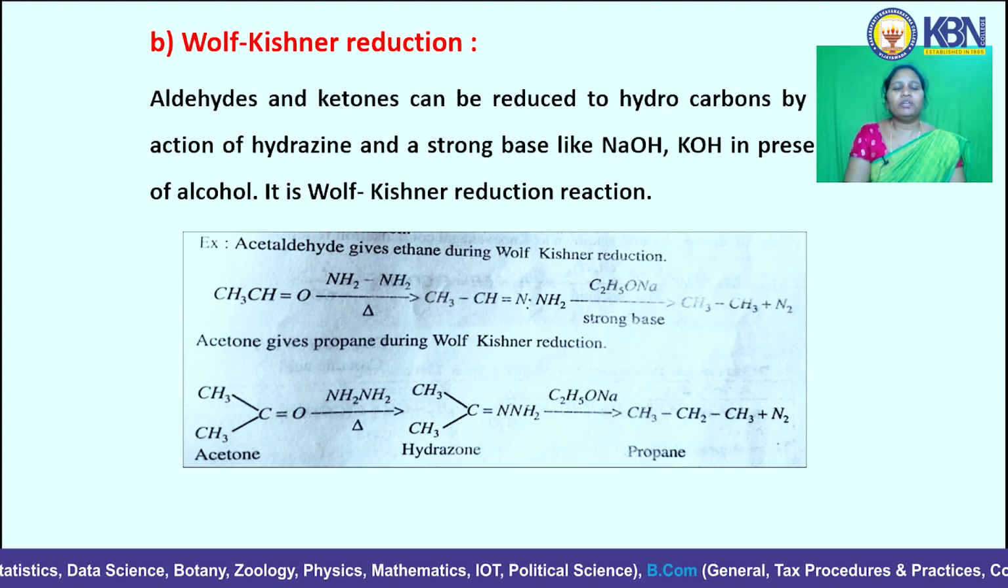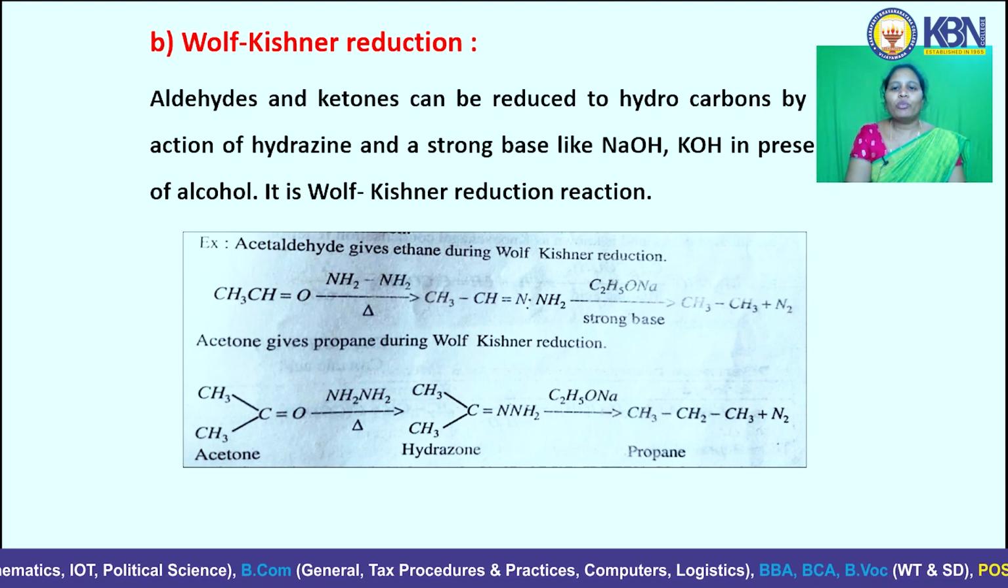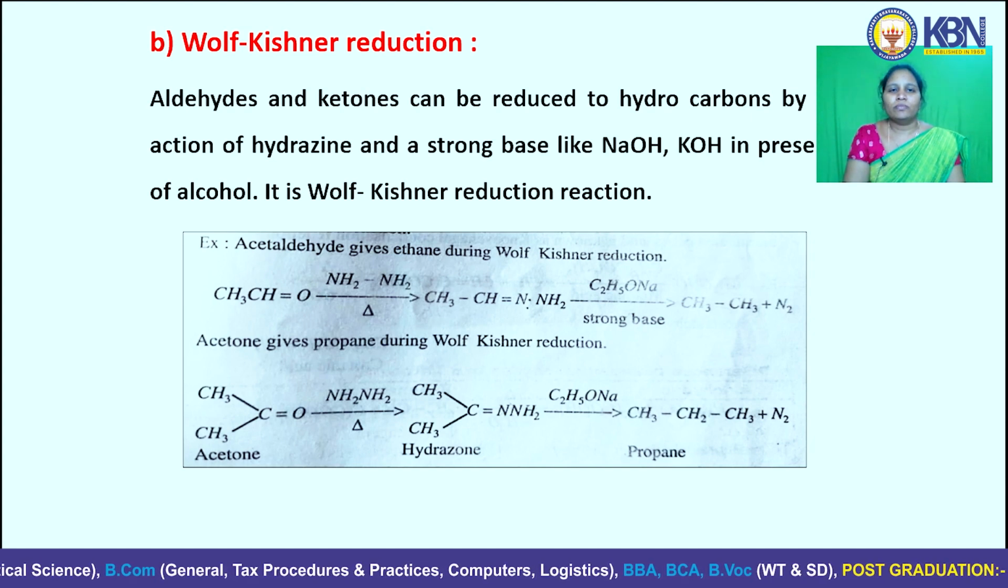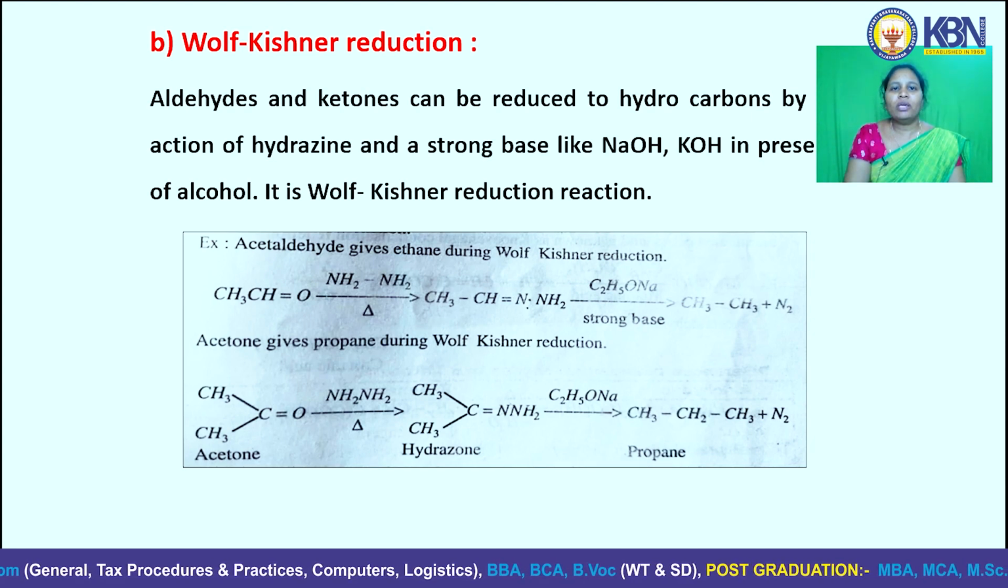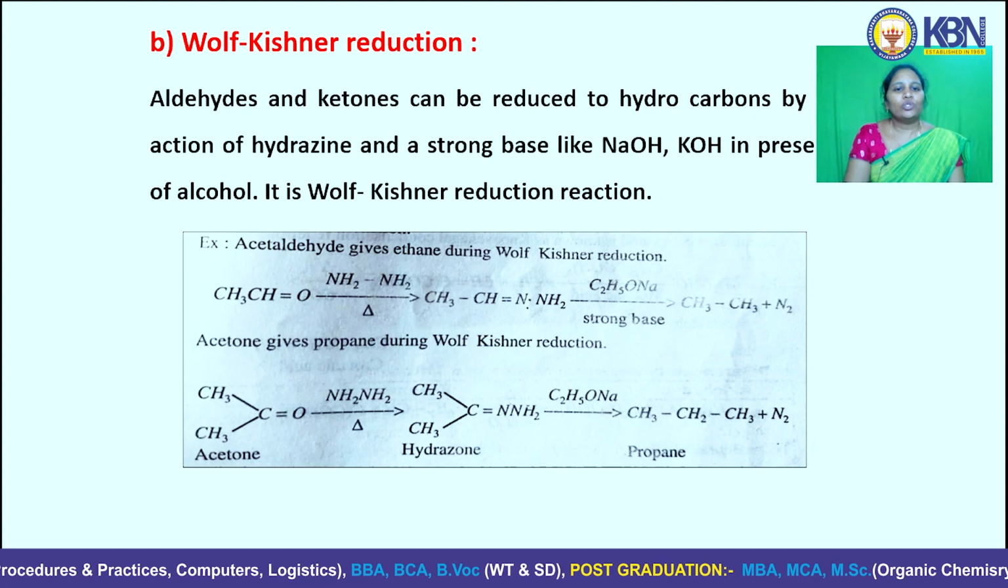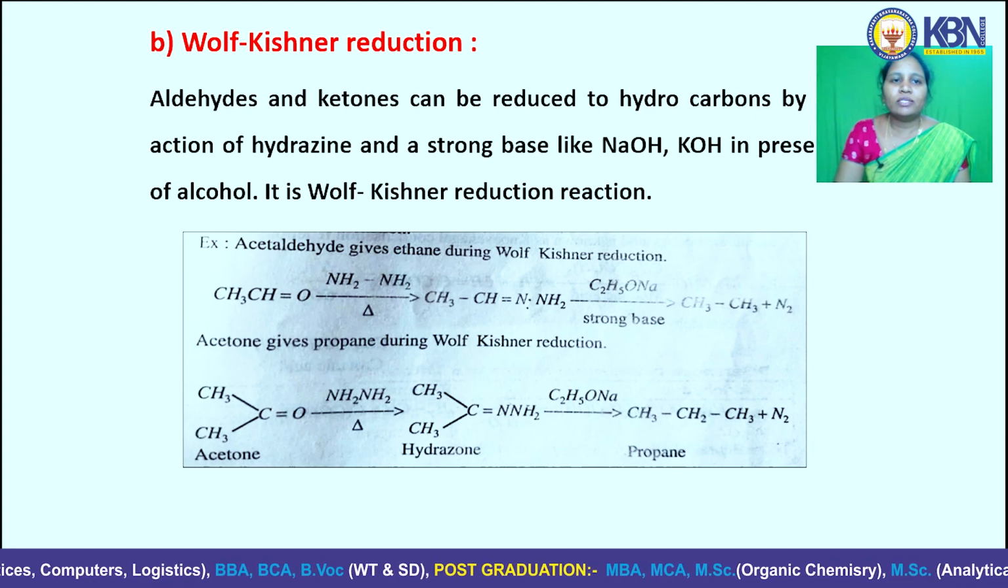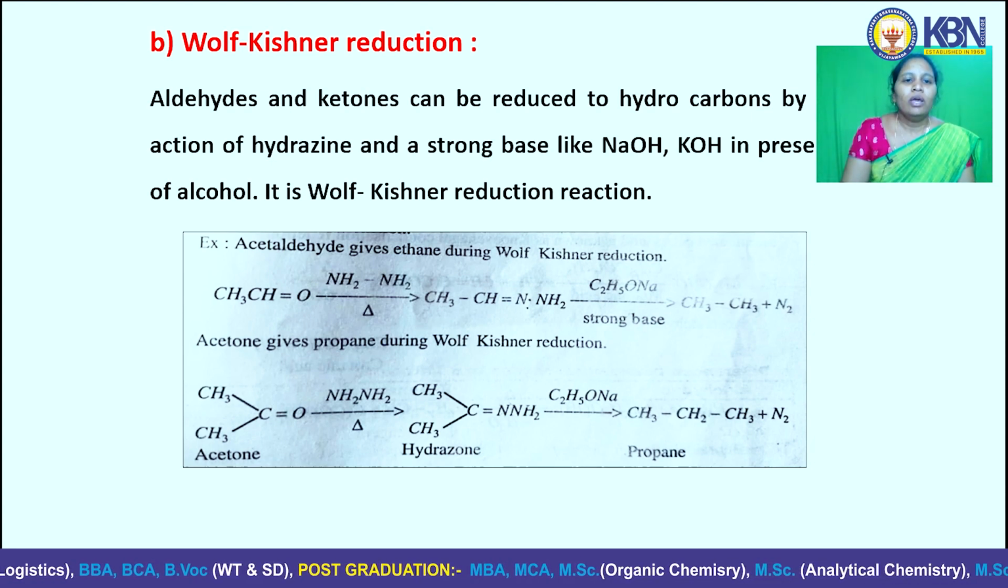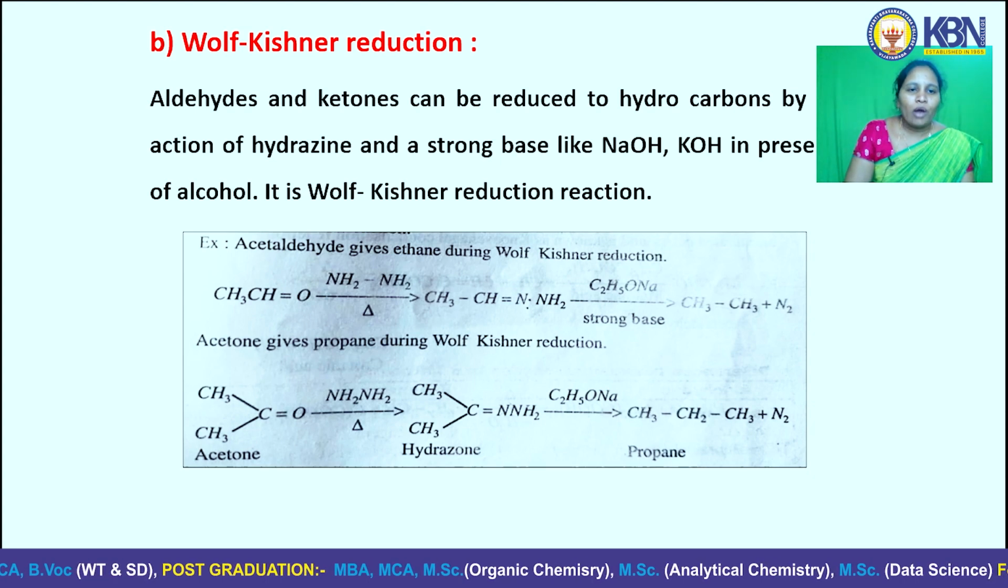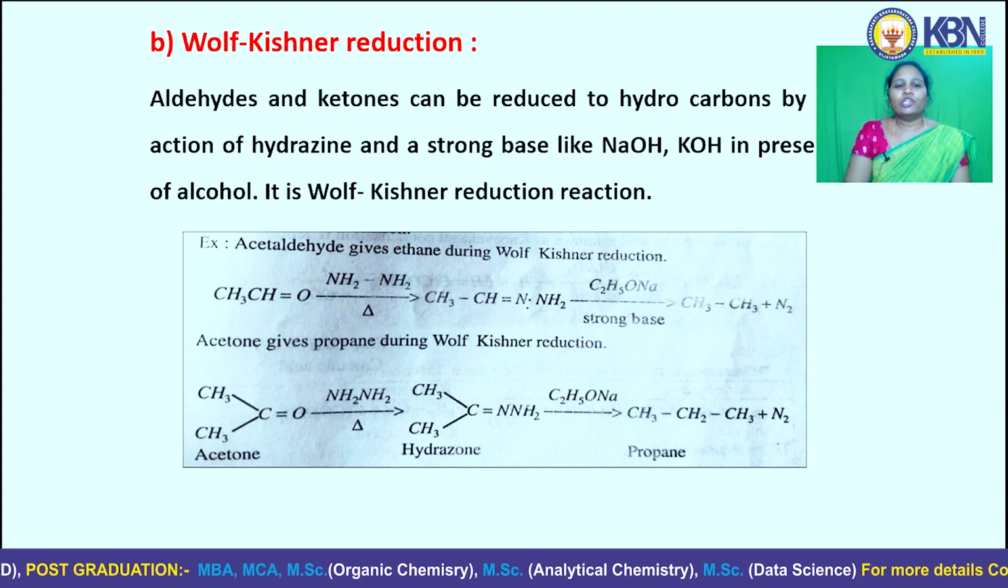So that is the basic difference between the Wolff-Kishner and Clemmensen reduction. In both cases, the resultant compounds are alkanes only, but they differ in the reducing agents. So let us take one example for Wolff-Kishner reaction. Here I have taken acetaldehyde.